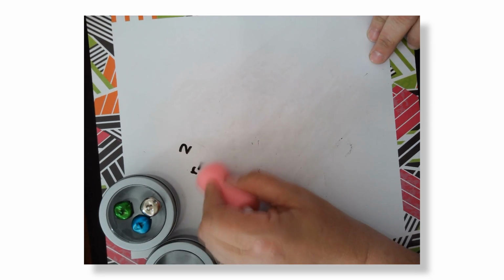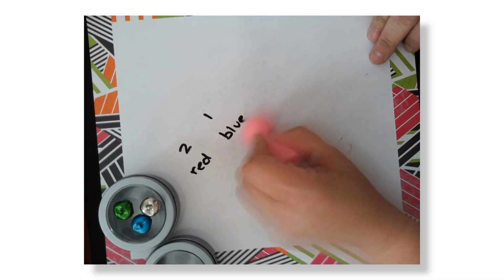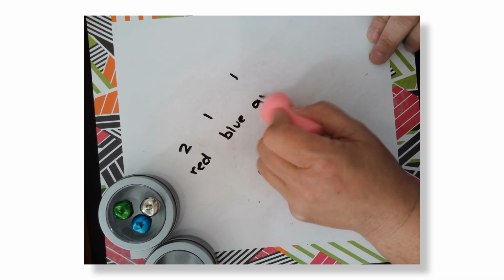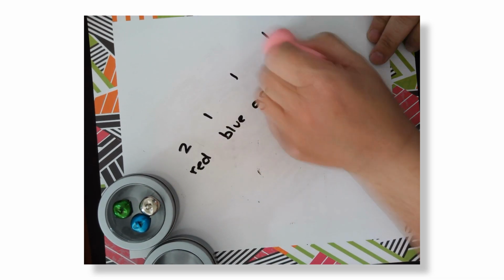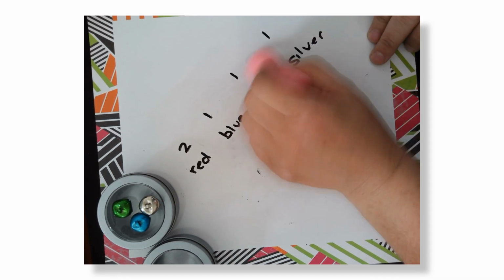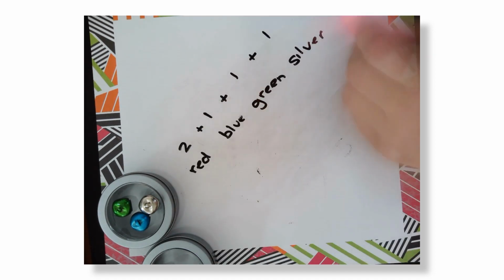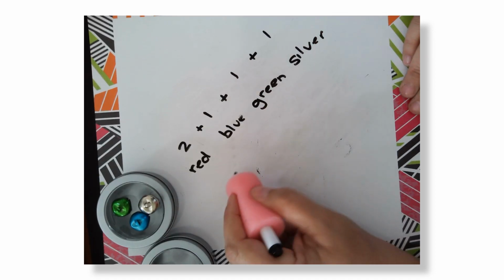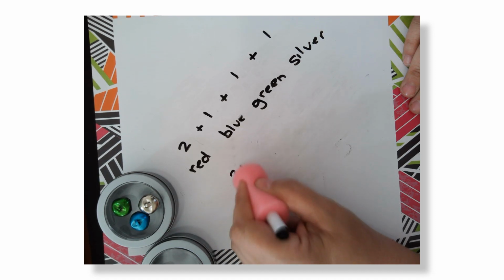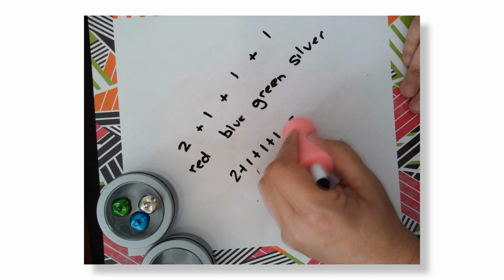2 red, 1 blue, 1 green, 1 silver, right? And put the plus signs in between and have them count up that way. So now they know that 2 plus 1 plus 1 plus 1 equals 5.